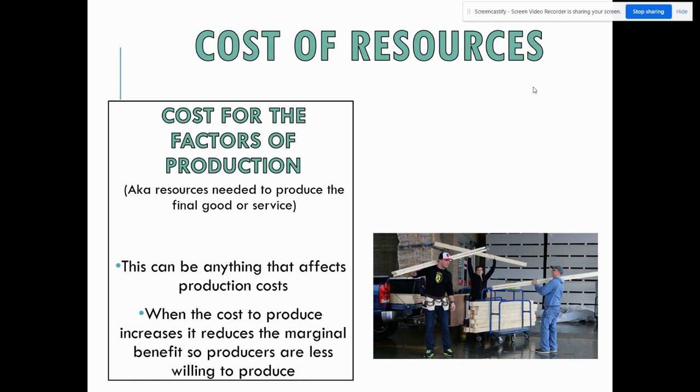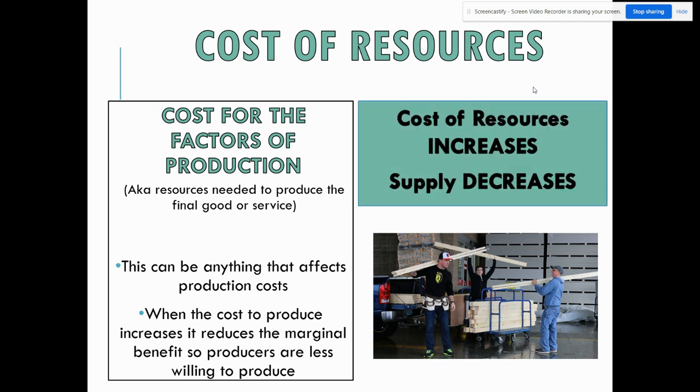Okay, so this can be, like I said, wages. This could be the cost of different resources. This could be availability for products that you're selling. So if it's more difficult to get a product, that raises your cost. You got to get it elsewhere. That takes time. That takes other resources.